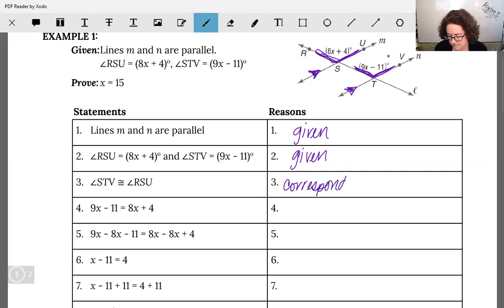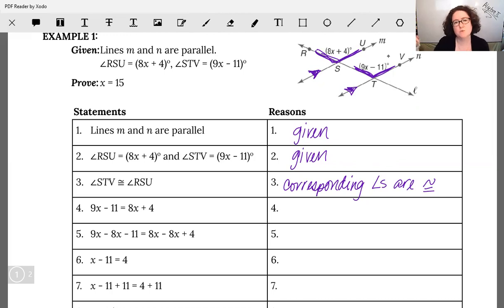Corresponding angles are congruent. And again, abbreviating a little bit just so it doesn't take me so long to write stuff out. Okay, so then my next statement says 9x minus 11 equals 8x plus 4. Those are just the measures they gave us for the angle. So it looks like we just rewrote our statements based on what we knew about our angles.